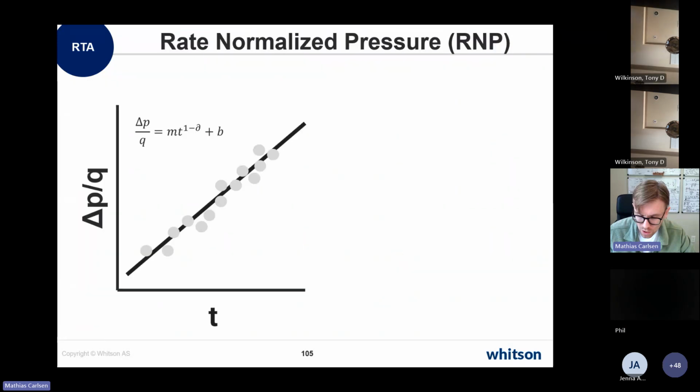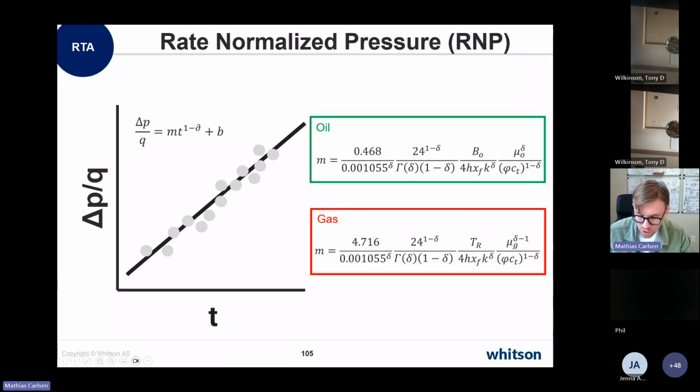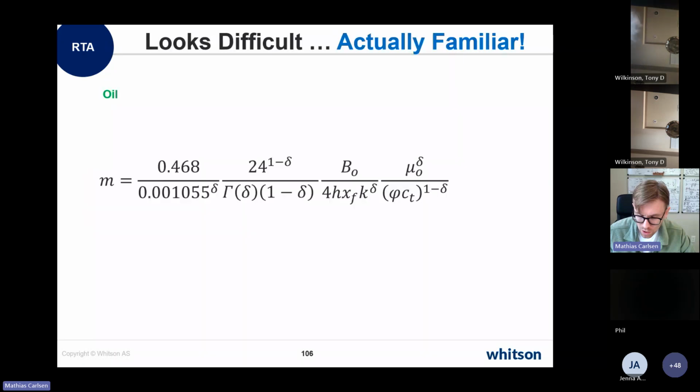So if we take a look at this equation, this is the equation. And this is gonna scare you guys. At least I still have nightmares from calculus back in school. So if you're in the same boat, you might want to close your eyes when I show these equations. But this is the solution for n when you look at this equation here to the left. This is for oil and this is for gas. It looks difficult at first, but you'll actually see that it's familiar.